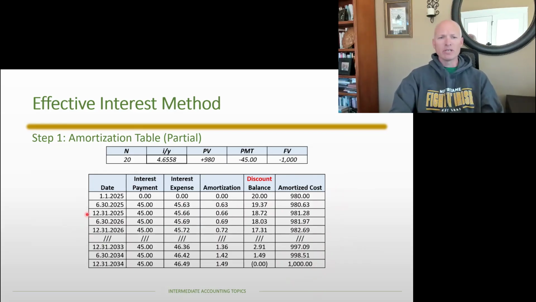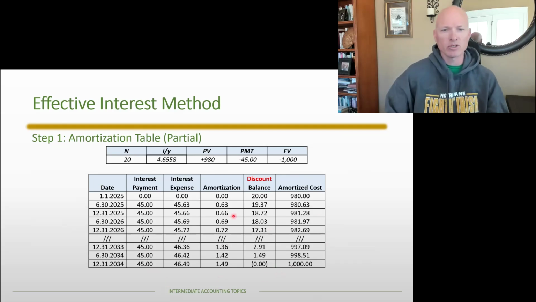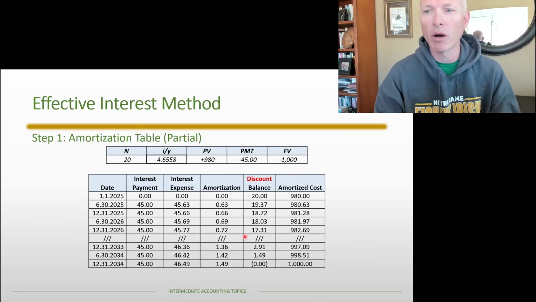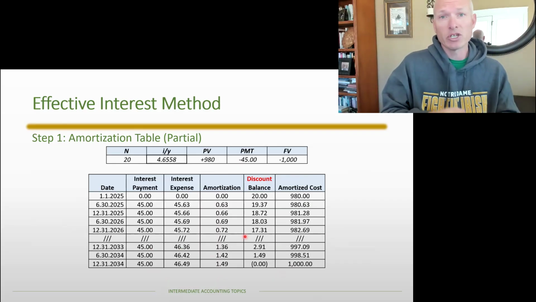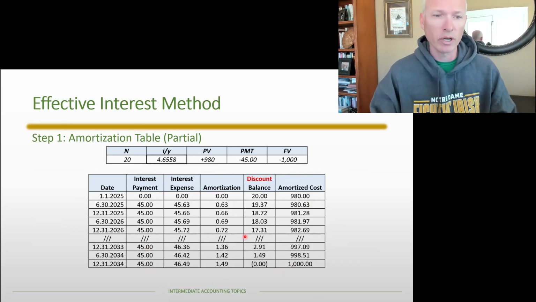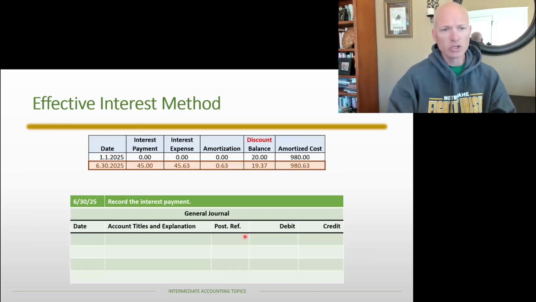And by the way, I built this in Excel. I think it'd be good for you to learn how to do that as well. So see if you can build these out in Excel. It'd be really helpful. But anyways, the whole idea is we take this information, now we can do our subsequent journal entries. And so the June 30th, 2025 journal entry is built off the amortization table.